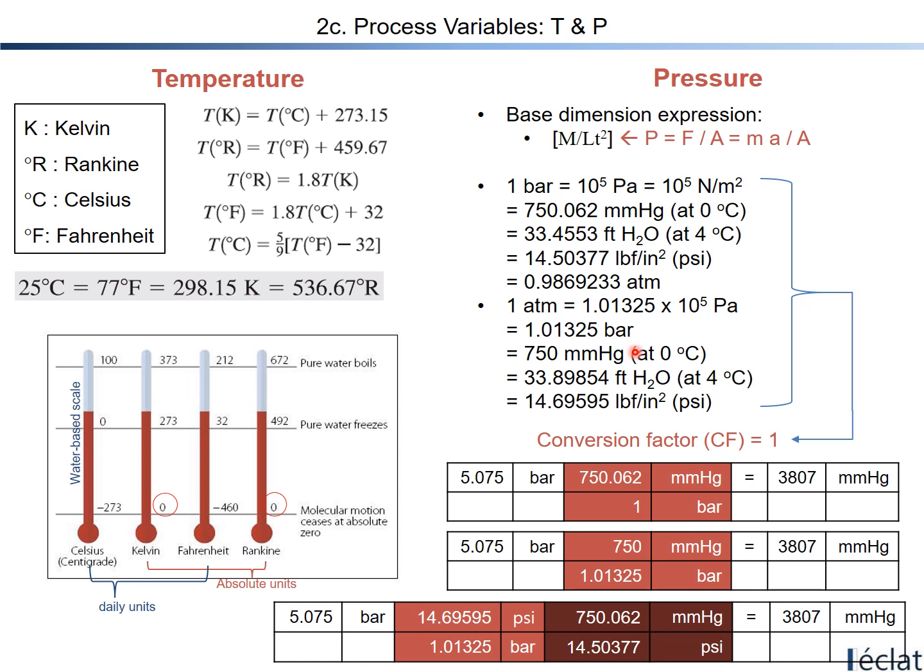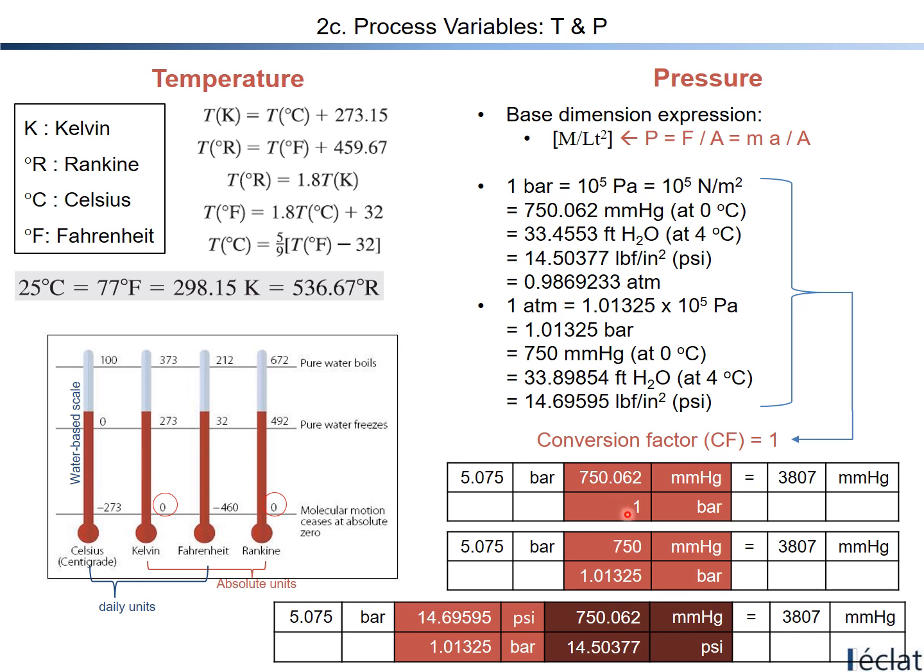So let me convert one unit into the other unit. Here is the 5.075 bar. And then I'd like to convert this value into the unit of milli Hg. How can we convert it? So let's start with the first group. My objective is to convert bar into milli Hg. So I want to use this equal relationship.